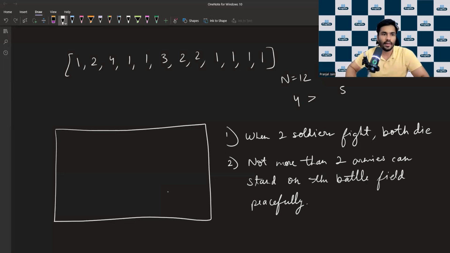All right. So let's have a look at this question. Let's iterate the array and look at how we execute this particular algorithm. First of all, one soldier from army 1 comes on the battlefield. There's no battle going on, just one soldier. 2. So there's another soldier from army 2 who has come on the battlefield. Still there is no fight going on because two armies can stand on the battlefield without any war. They can stand there peacefully.